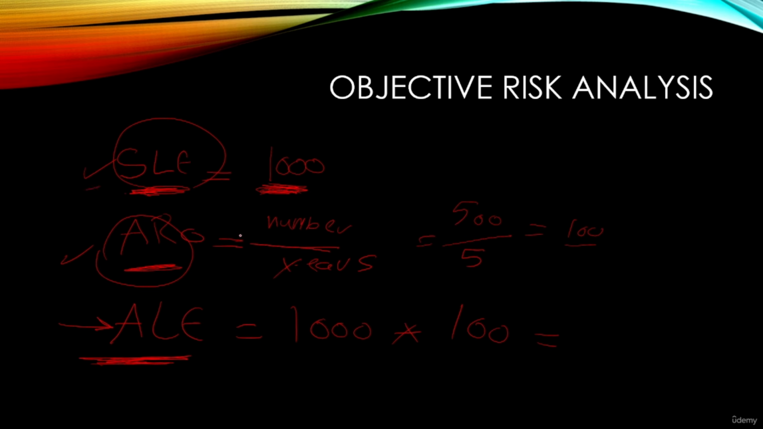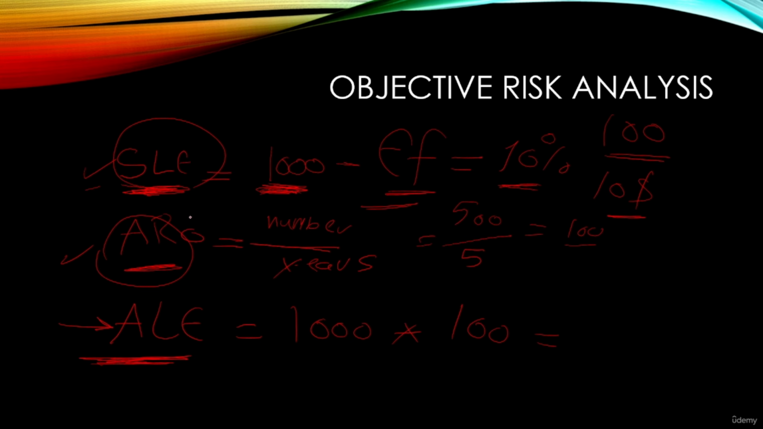One last piece of information that I need to give you here is that the SLE can usually be calculated based on a factor known as the exposure factor. And exposure factor or EF can be represented in percentage format. So I can say, for example, every time an incident happens, I will lose like 10% of the asset value. In this case, if I know the asset value, which could be 100, and I say, for example, that the exposure factor is 10%, in that case, I will lose $10. This is how I can get the SLE.